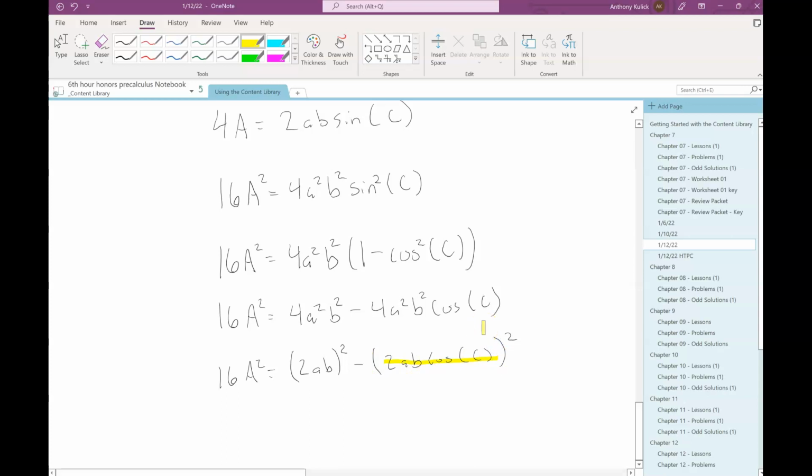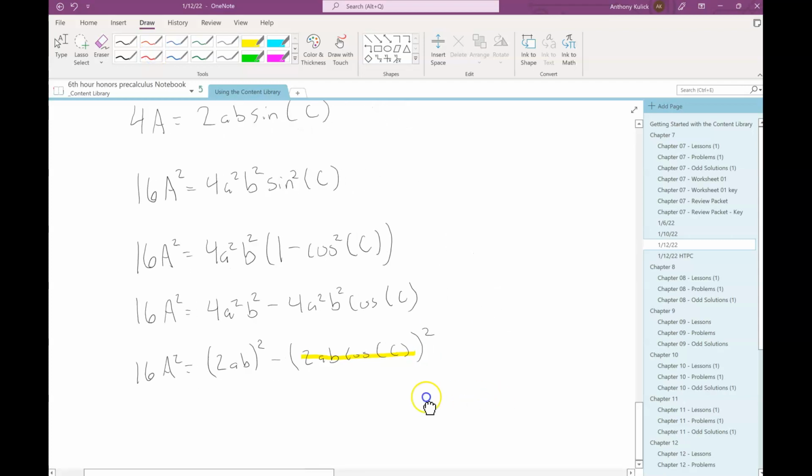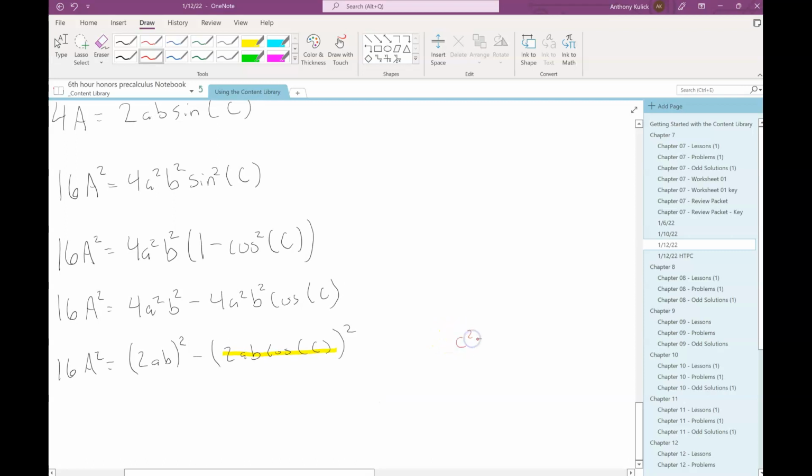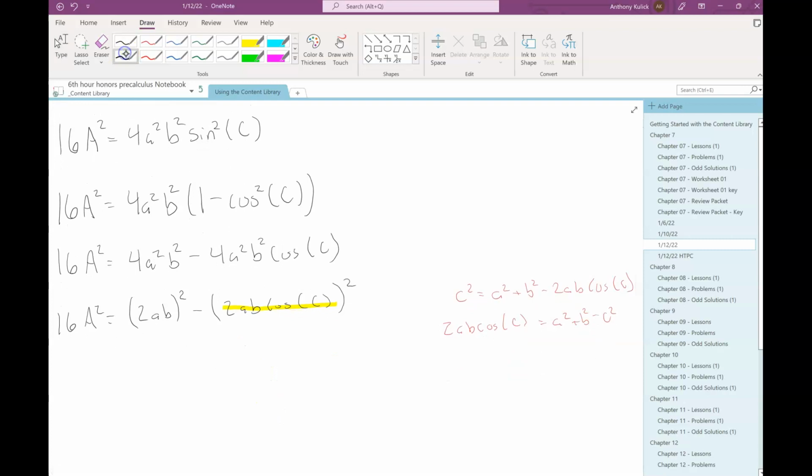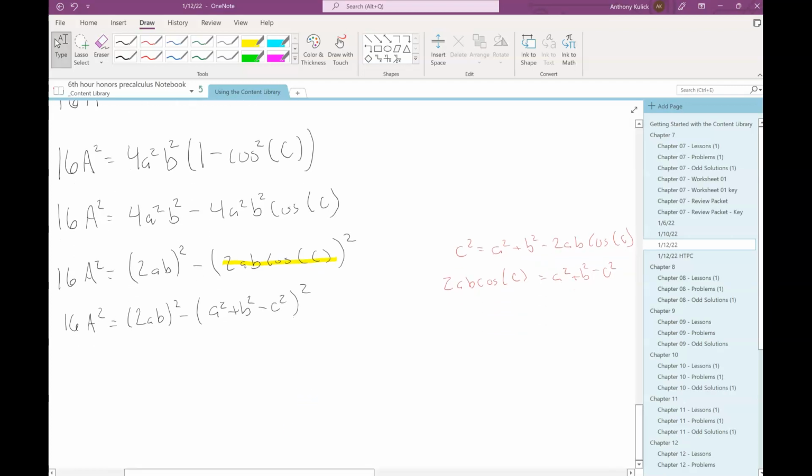2ab cosine c. Does that look familiar to you guys? That is part of our law of cosines, right? That if I add that 2ab cosine c to one side, and then subtract the c squared to the other side, I can make a substitution here. And I'm going to do that before I do that factoring. Is that okay? So I just made a substitution based on the stuff that I wrote there in red.